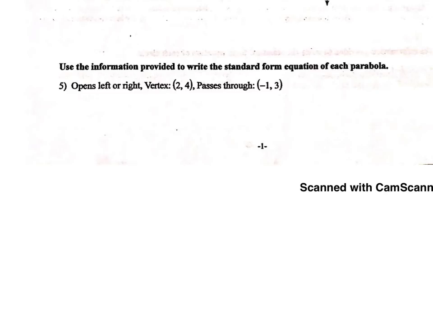The next problem we're going to do is problem number 5, and this one is: use the information provided to write the standard form equation of each parabola. So the standard form equation for parabolas is going to be y equals ax squared plus bx plus c. So you need to remember that. It's different for circles when we get to those. Y equals ax squared plus bx plus c is what we're going to call the standard form for parabolas for this test. So make sure you know the difference between the standard form and the vertex form.